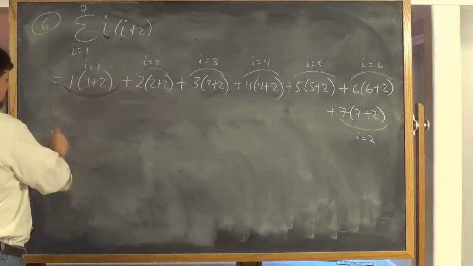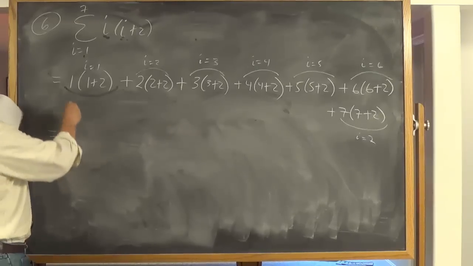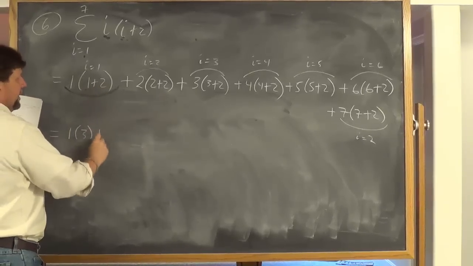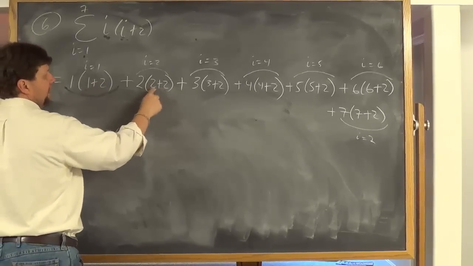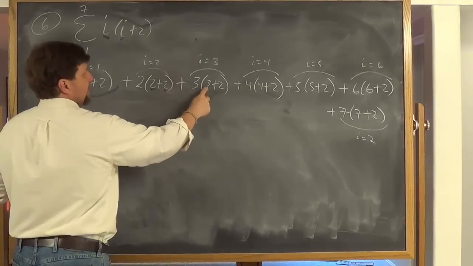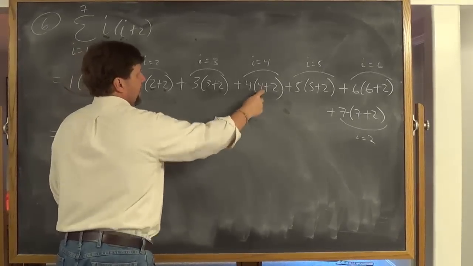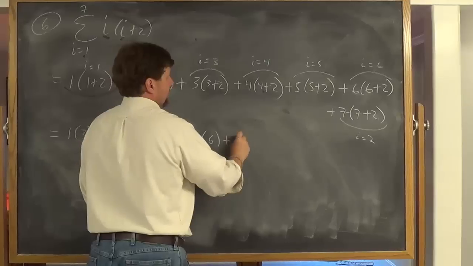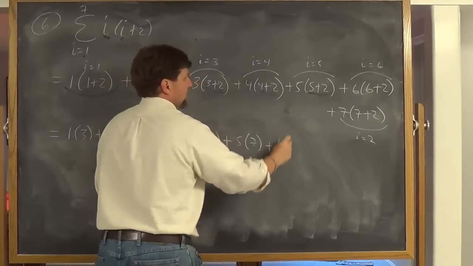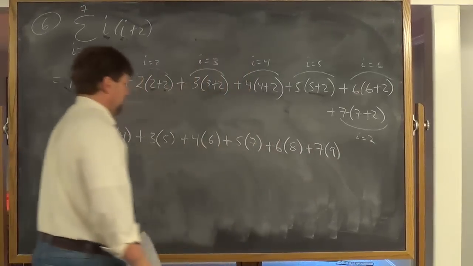So now it's just a matter of doing it, or as I like to say, it's a Nike problem. Just do it. So you have a 1 times, well, 1 plus 2 is 3, plus a 2 times 4, 2 plus 2 is 4, plus a 3 times, that's 5, plus a 4 times, that's 6, plus a 5 times, that's 7, plus a 6 times 8, plus a 7 times a 9.